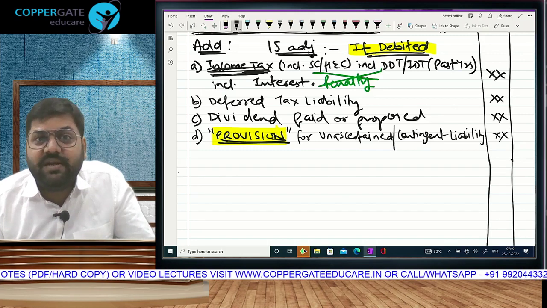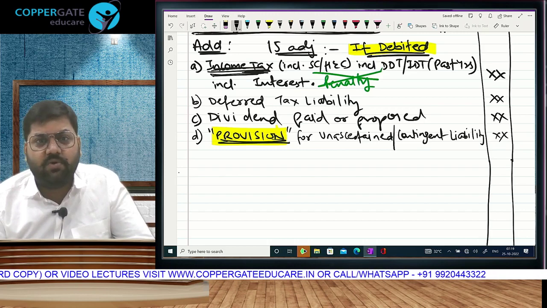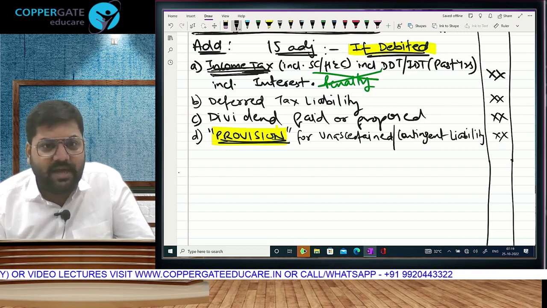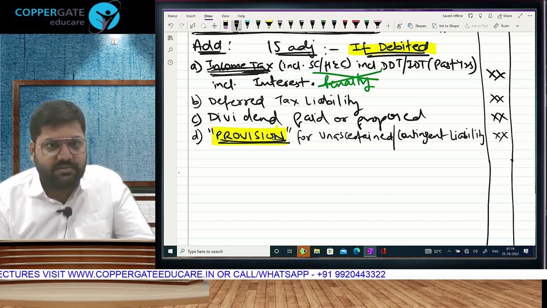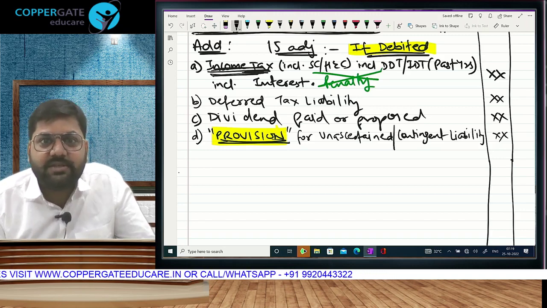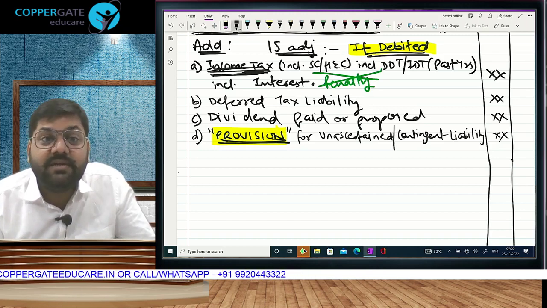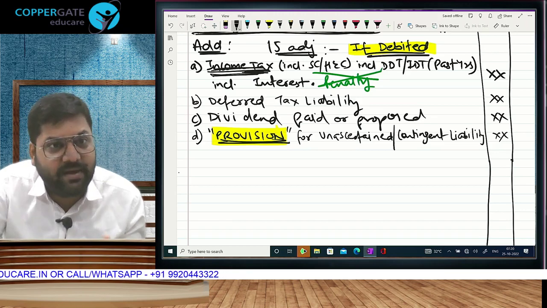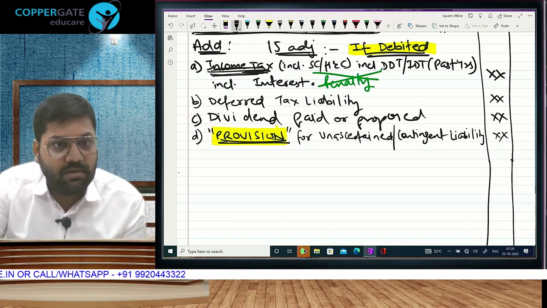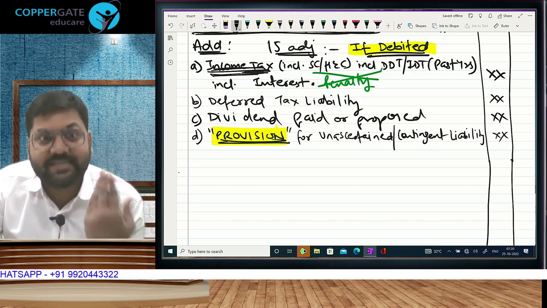The word provision indicates that you are expecting it to arise. Supposingly you are fighting a court case. Then it's a contingent liability. You are making a provision, added back. But if you have lost the case, that means it is no longer a contingent liability. In that case, it is a materialized liability. Is it possible that it is materialized but still outstanding, unpaid, we might pay in future? Matlab, we have lost the case. We are sure that we have to pay. But it is still outstanding.